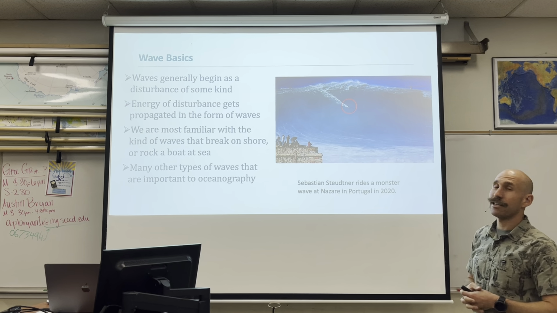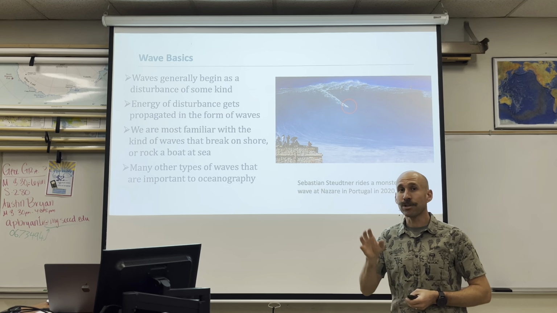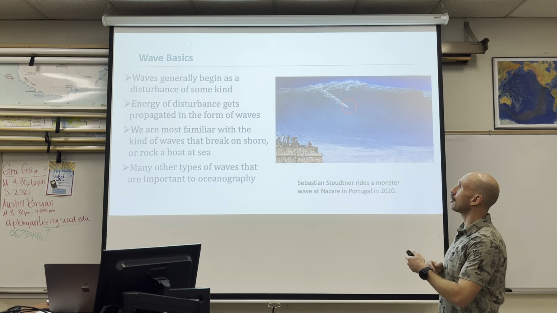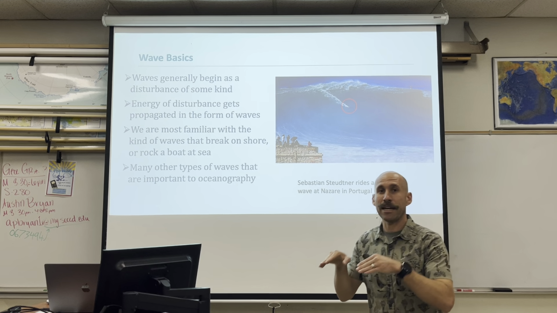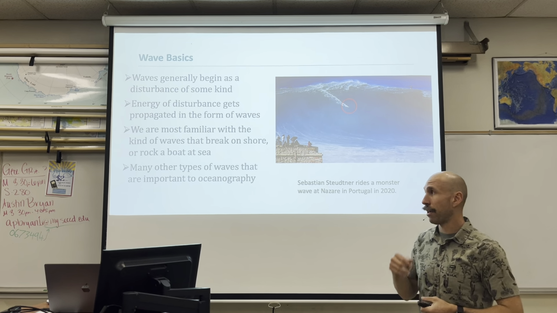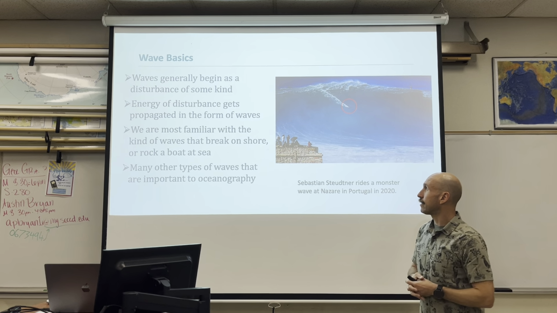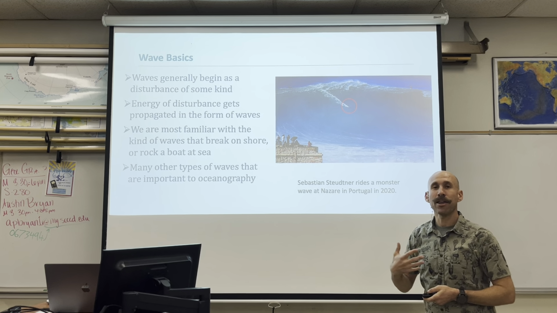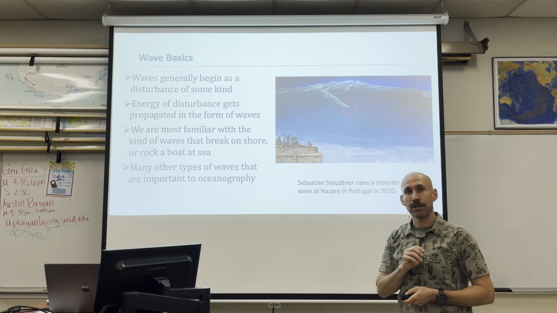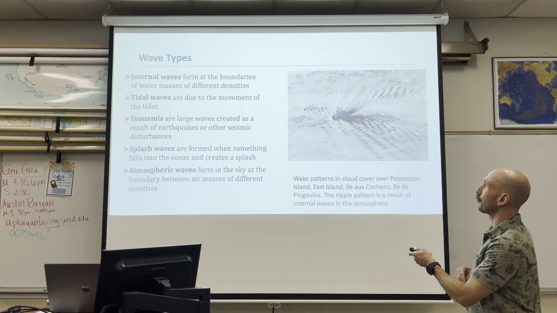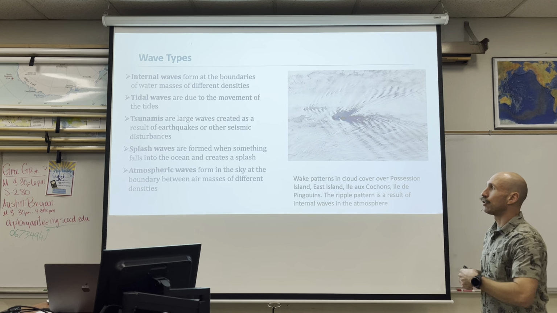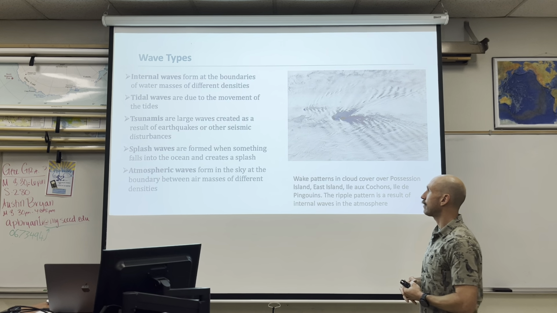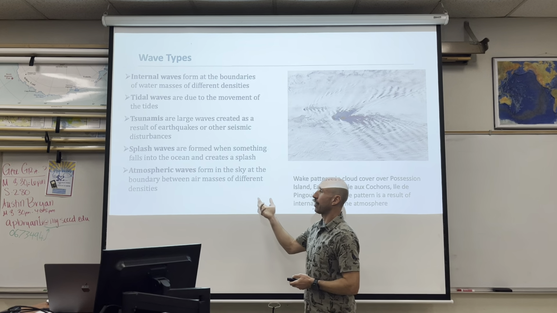Some things that are true. Waves begin as a disturbance of some kind, mostly wind out at sea, but there are other types too. The energy of the disturbance gets propagated in the form of a wave. We're most familiar with waves that break on a shore or rock a boat at sea, and there are many other types of waves important to oceanography, which include internal, tidal, tsunamis. These are really big waves. Splash waves and atmospheric waves.